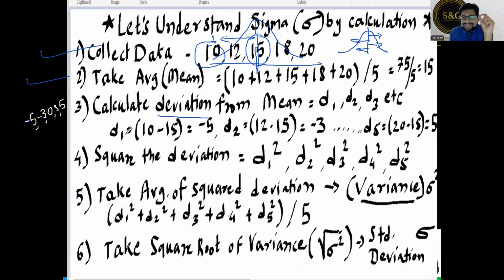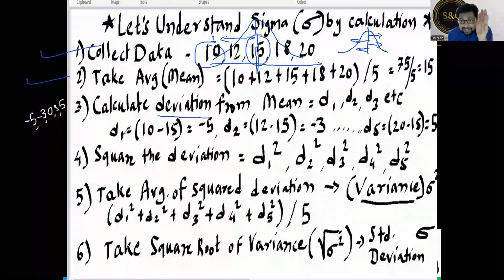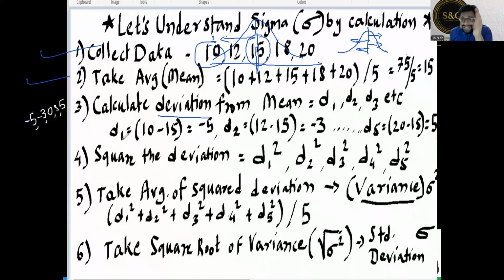Okay, now can you just take the average of this? How do you take the average? Minus 5 plus minus 3 plus 0 plus 3 plus 5, divided by 5. Can you just give me the answer quickly?